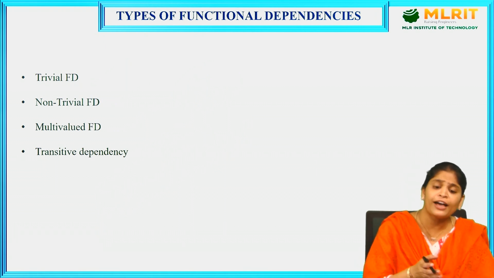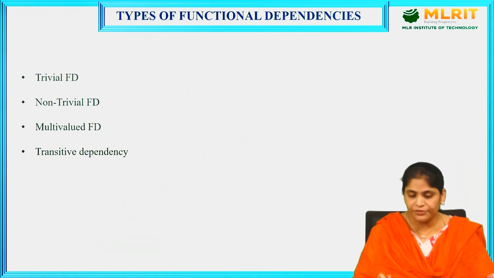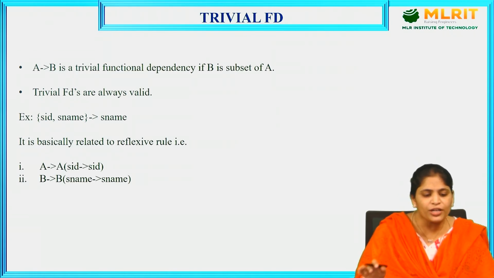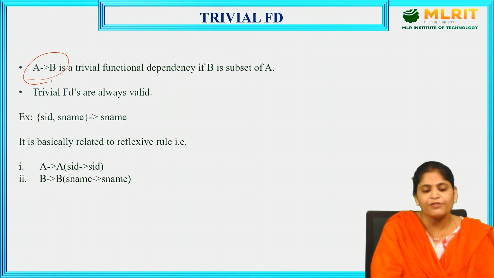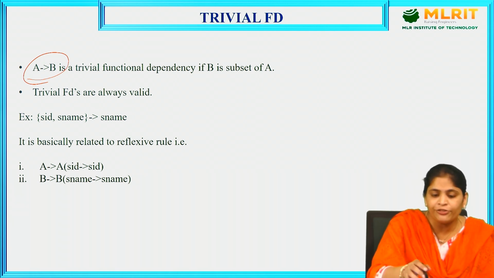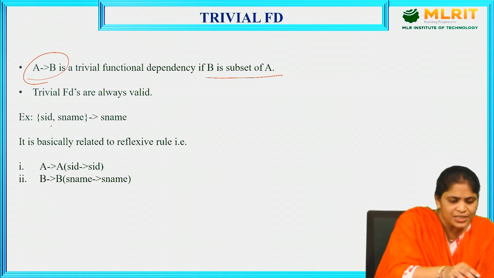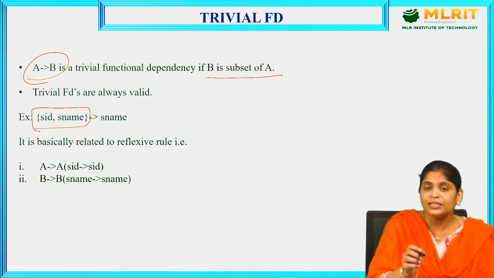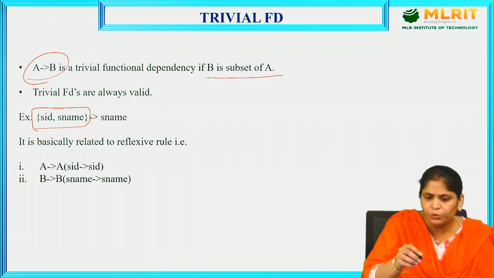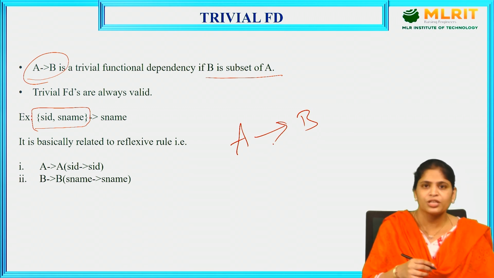So here we have different types of functional dependencies. Let us deal with the first one, trivial functional dependency. So what is a trivial functional dependency? Here A derives B is a trivial functional dependency if B is a subset of A. If B is a subset of A. So for example, see this one. What is the meaning of this one? Here there is no rule that only one attribute must derive another attribute. There is no such rule.